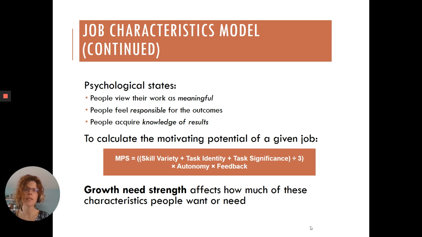Now, when you take the first three, so that would be skill variety, task identity, and task significance, together those three core job characteristics yield the meaningfulness psychological state. In other words, when a person gets to use a lot of skills, when they get to see what they're doing from beginning to end, and when they know that what they do matters, they view their work as meaningful. It's important. If we're not there to do the job, the organization, the people it serves, they suffer.